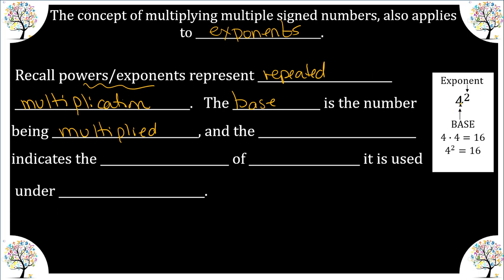In this example, 4 is our base, 4 raised to the power of 2, or the exponent of 2. So the base is the number being multiplied, and the exponent indicates the number of times it is used under multiplication.